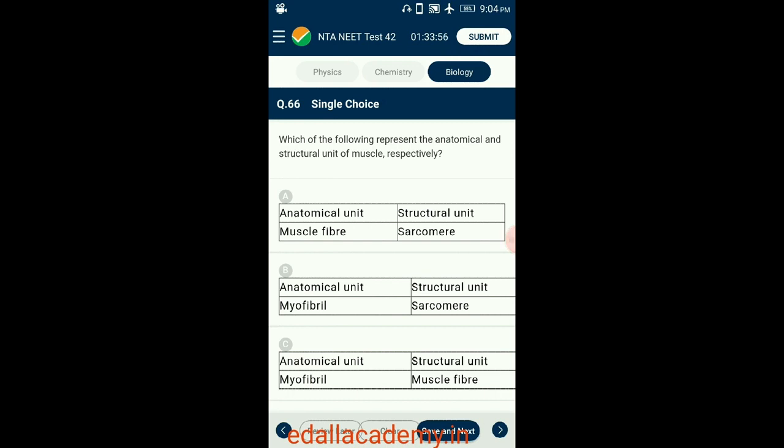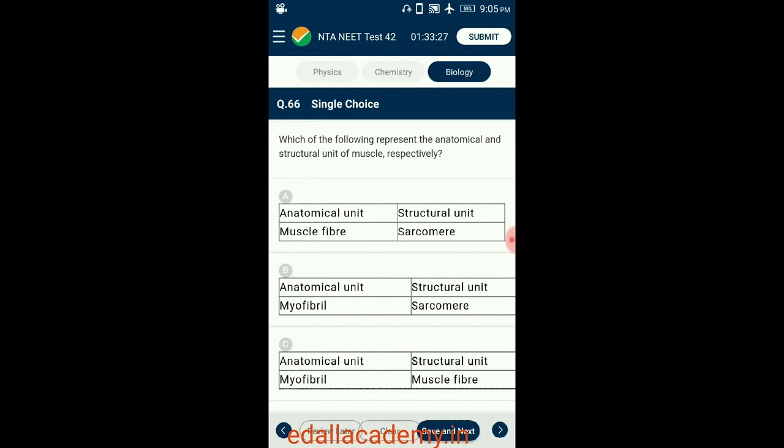Muscle is an organ that contracts and helps in movement. The anatomical unit or structural unit of muscle is the single muscle cell. Since it is thin and long, it is also called muscle fiber. The functional unit or contractile unit of muscle is the sarcomere present in the myofibril within the muscle fiber. It is the distance between two consecutive Z lines.